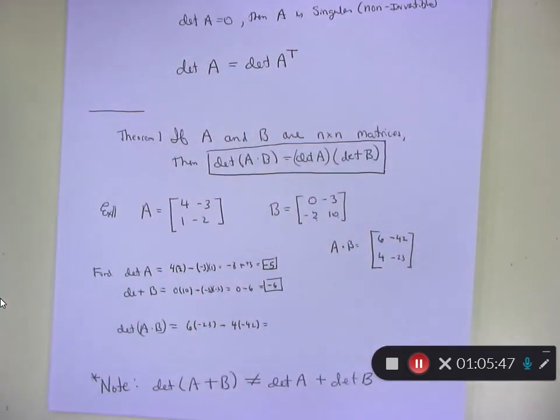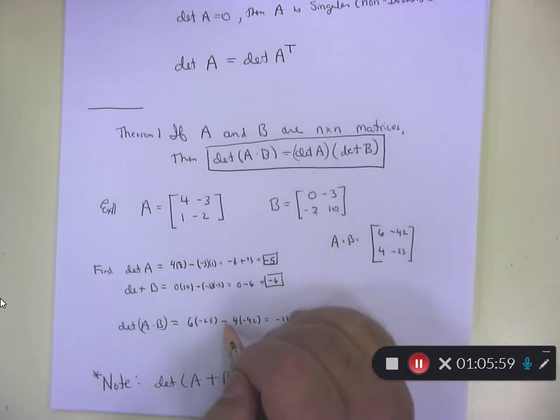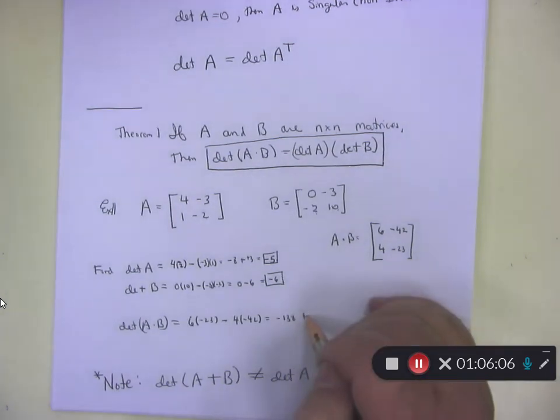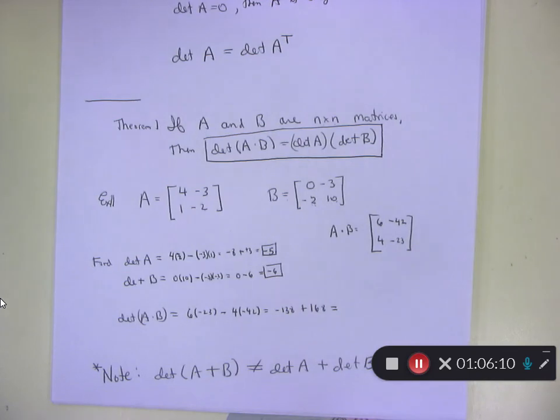All right, time for a calculator now. So if I figure out what I did with my calculator. All right, so 6 times a negative 23 is a negative 138. Negative 4 times a negative 42, negative times a negative is a positive. 4 times 42 is plus 168. Feel better about my math. What is negative 138 plus 168?